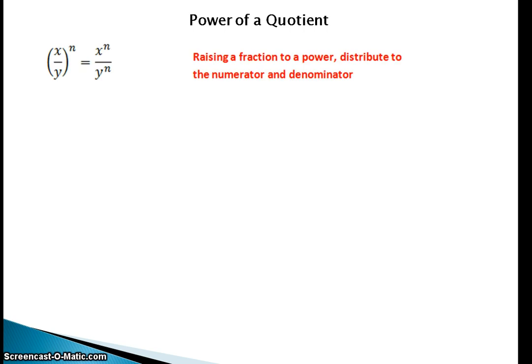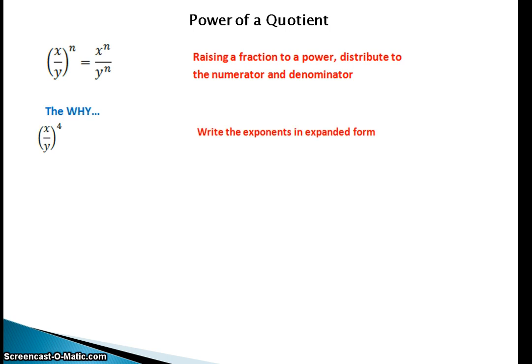Okay, let's talk about the power of a quotient. Very similar to the power of a product, only this time we're talking division. We're dividing 2 terms. They don't have to be the same base. They could be completely different terms. And we raise that whole quotient to a power, then we distribute the power to the numerator, every term in the numerator, and every term in the denominator.